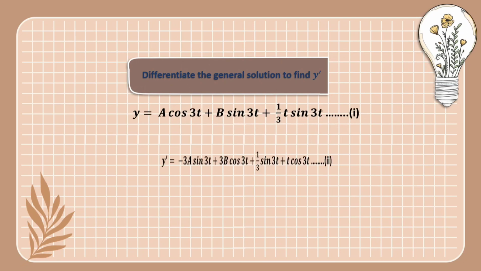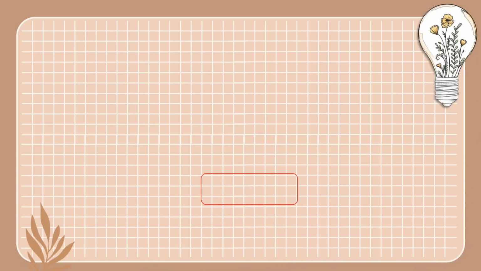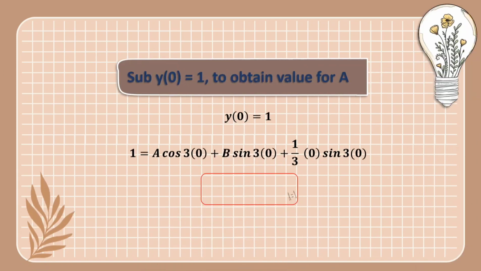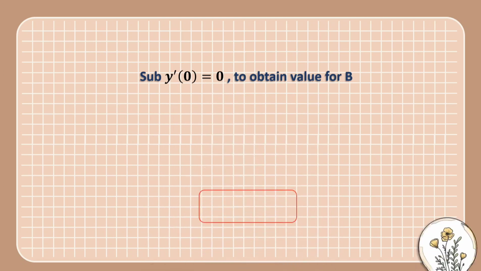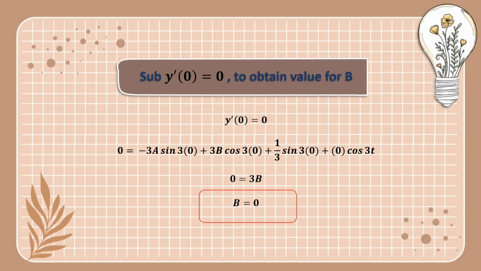Next, we differentiate the general solution to find y prime. y prime is equal to negative 3a sin 3t plus 3b cos 3t plus 1 over 3 sin 3t plus t cos 3t. Next, we substitute y(0) equal to 1 to obtain the value for a in the equation for y. Hence, we got the value for a is 1. Next, we substitute y prime(0) equal to 0 to obtain the value for b. Hence, the value of b that we got is b equal to 0.